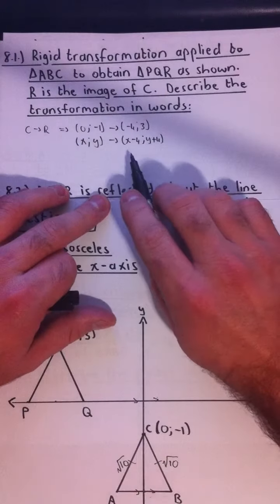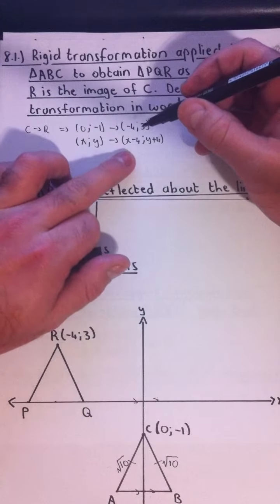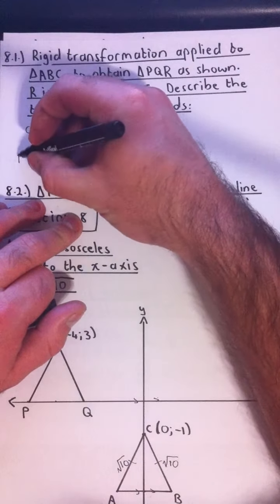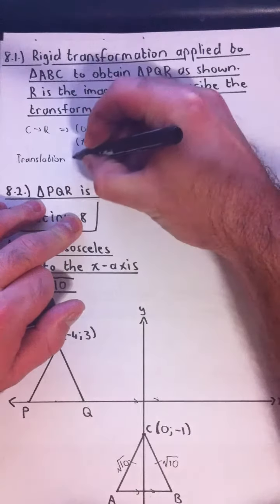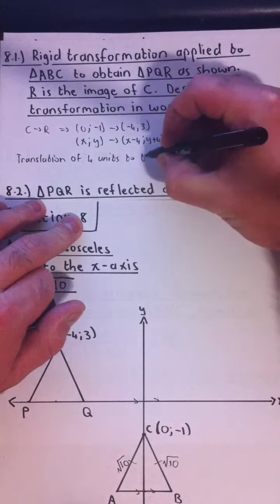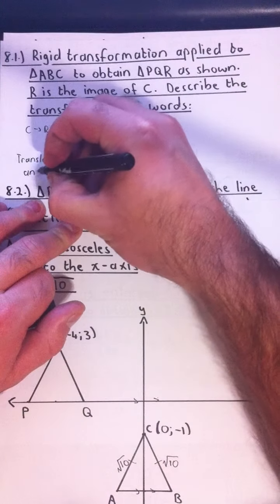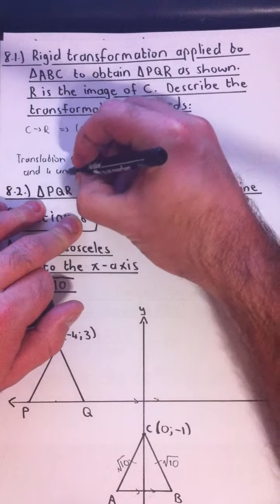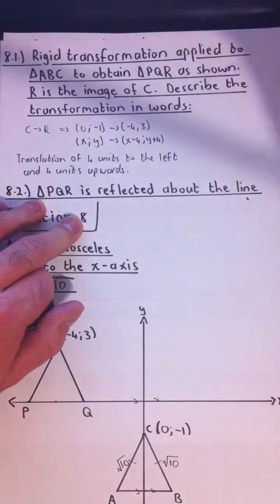Now the x values tell us the movement sideways, and the y values tell us the movement up and down. So x minus 4 tells us we moved 4 units to the left. And we said this is a translation, right? So it's a translation of 4 units to the left and, with y plus 4, 4 units upwards. There we go.